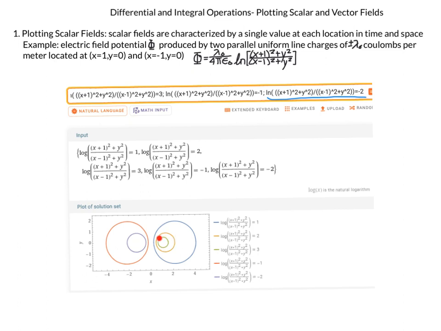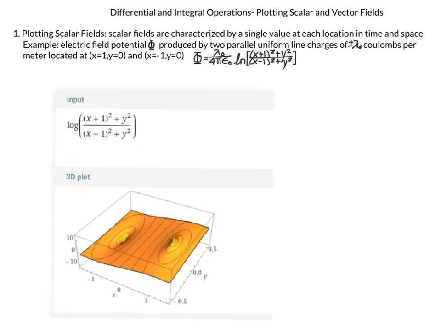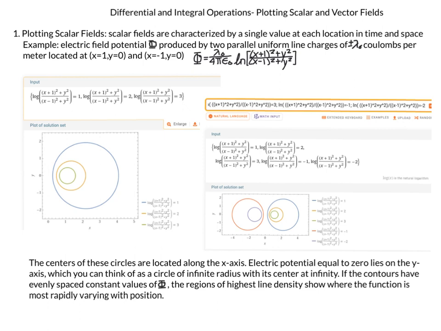And then from these level curves, you get a sense of what the three-dimensional plot looks like. And again, here's the 3D plot. And your book totally skipped going through the 3D plot, so maybe the level curves are all that you will need. A couple more notes. The centers of the circles are located along the x-axis. You can see that. That's where x is equal to 0.